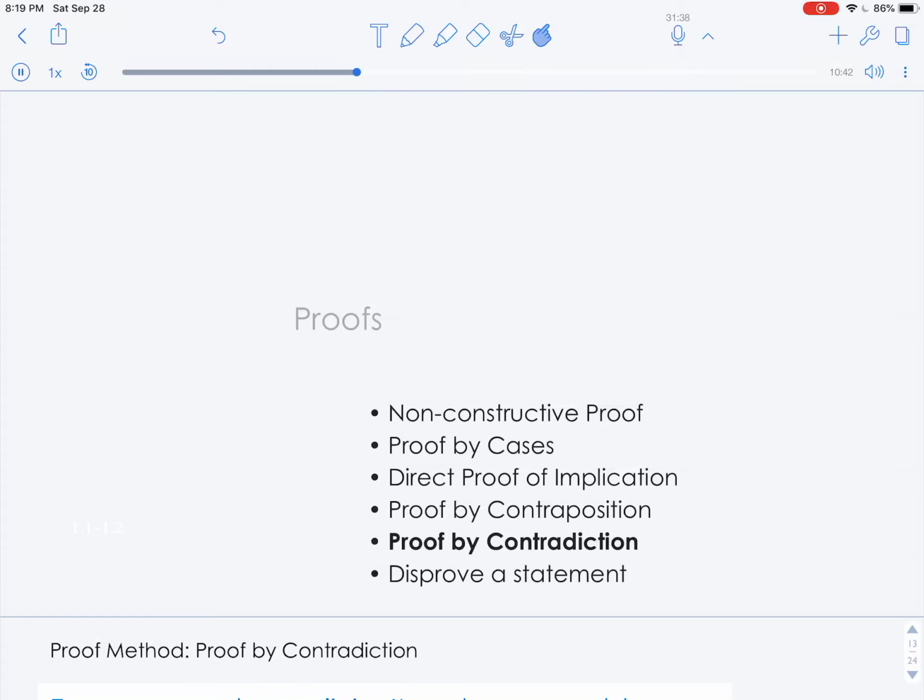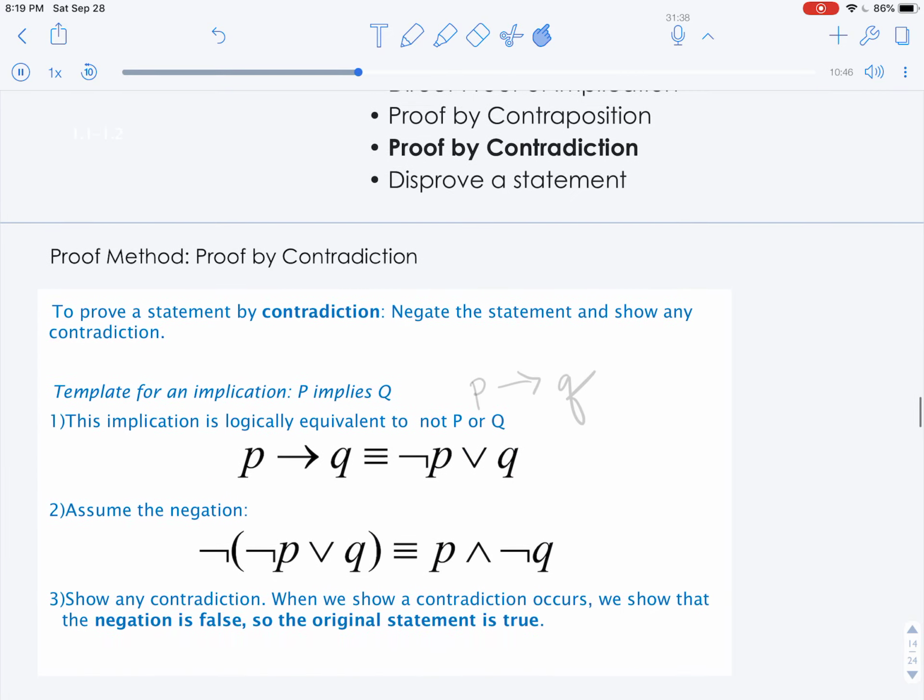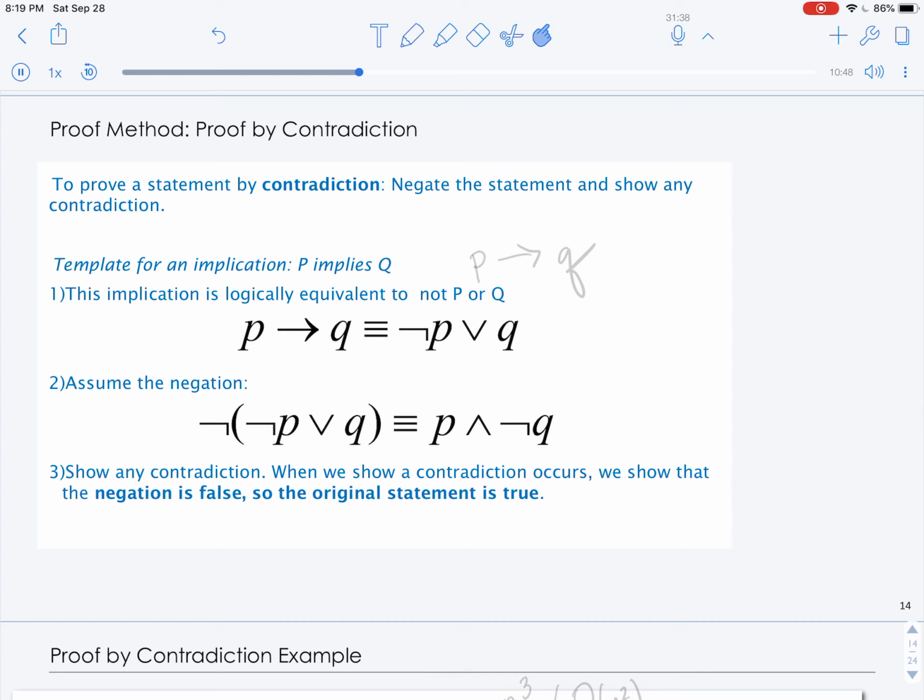In this video, we'll give several examples of a proof by contradiction. But first, let's talk about the method.